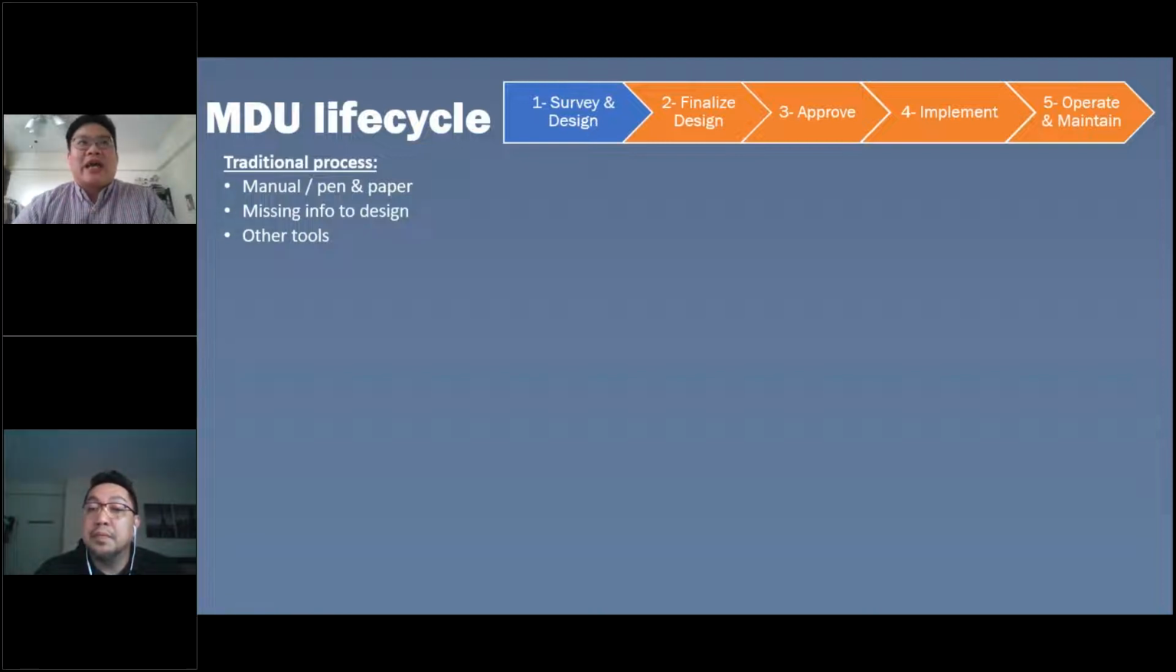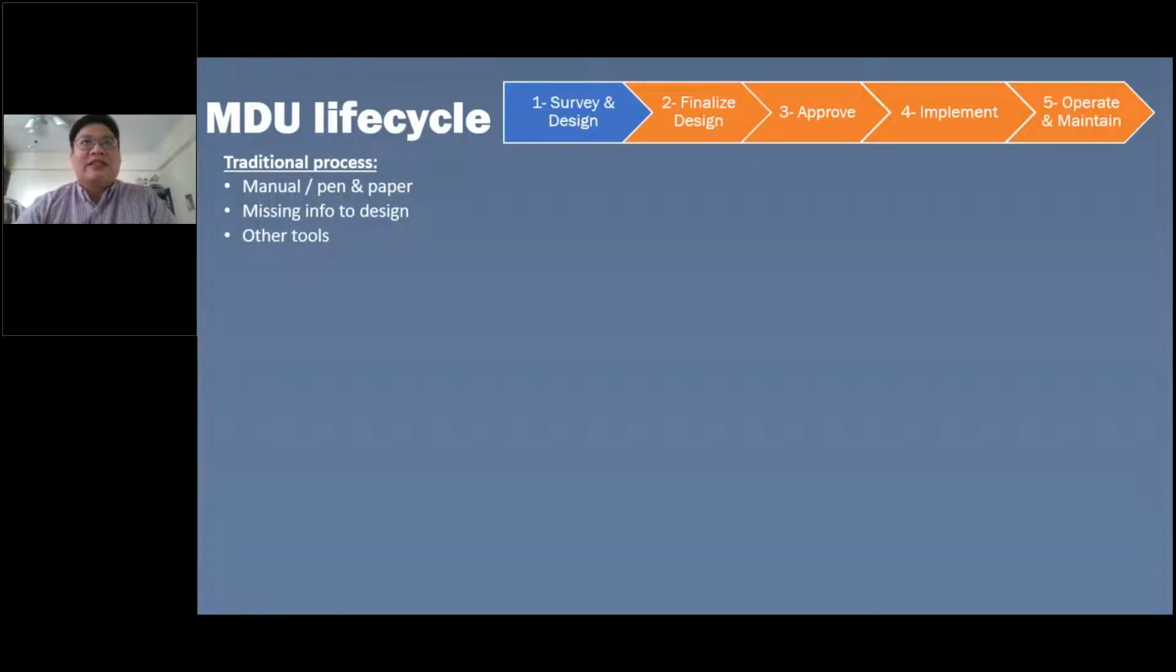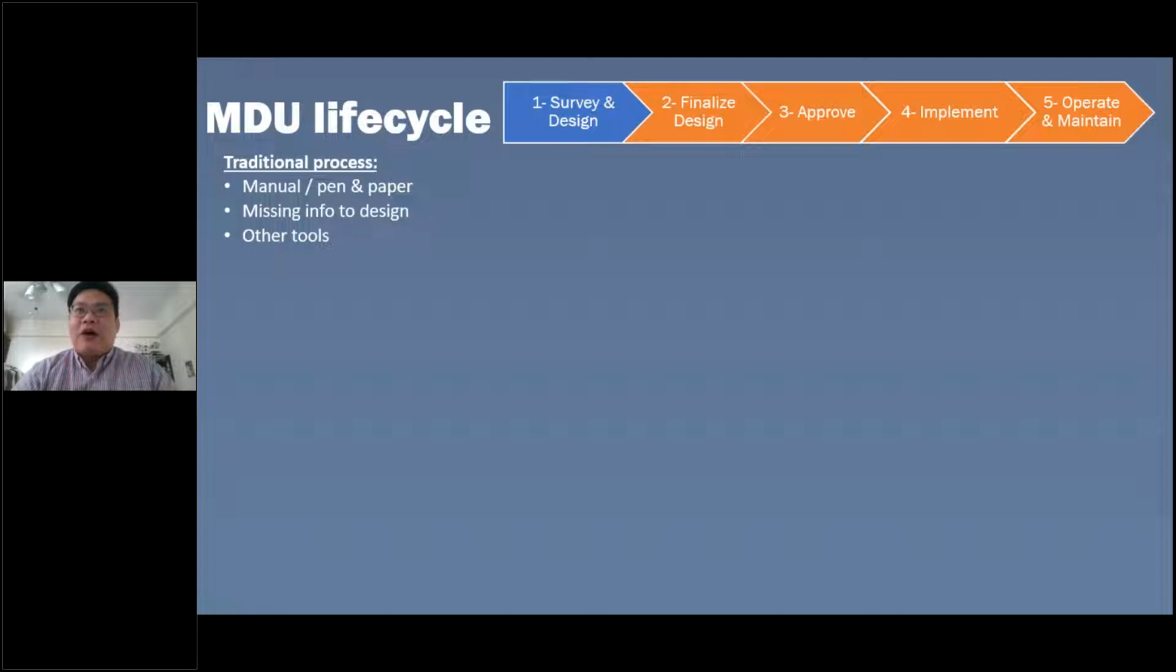The entire MDU life cycle, just like what Carl has been explaining, starts from site survey and design from the basics. Then we need to get the design finalized and approved, both by the building owner and by the ISP. The next step is implementation, and implementation will generate the as-built.